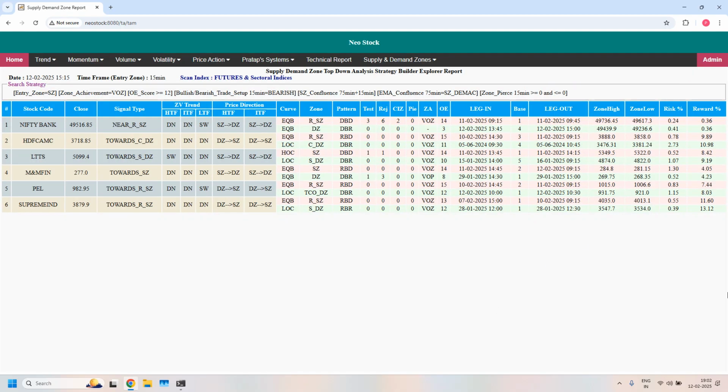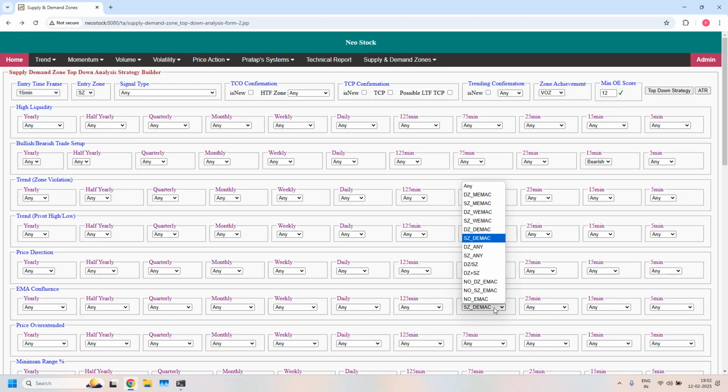So out of 24 we got 6 stocks. All these 6 stocks, these 15 minute supply zones are overlapped with 75 minute supply zone. That 75 minute supply zone is having daily EMA confluence. This list includes NIFTY Bank. Next we will look into LTF, ITF and HTF supply zone confluence specific supported stocks.